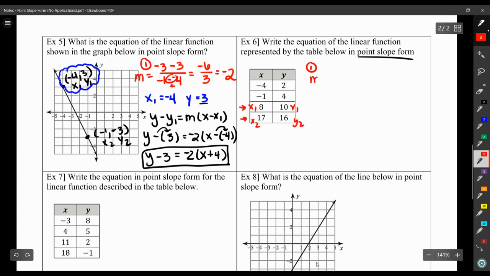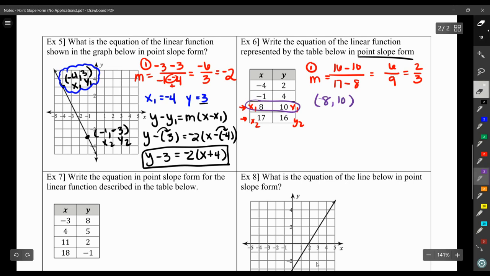And let's plug into our slope formula. So y2 is 16 minus y1 of 10 over x2 of 17 minus x1 of 8. So we've got 6 over 9, which will make 2/3. So there's my slope. And for the point slope form, it doesn't matter which point we pick, but since we labeled this guy x1, y1, let's go ahead and choose that one. So positive 8, 10. That means 8 is my x1 and 10 is my y1.